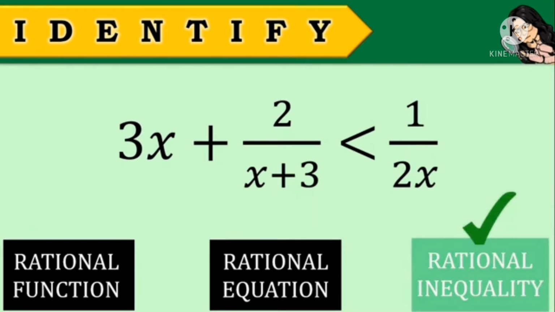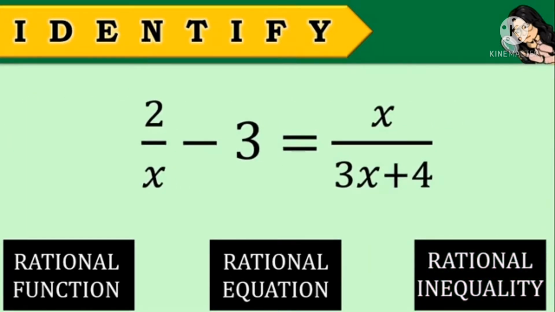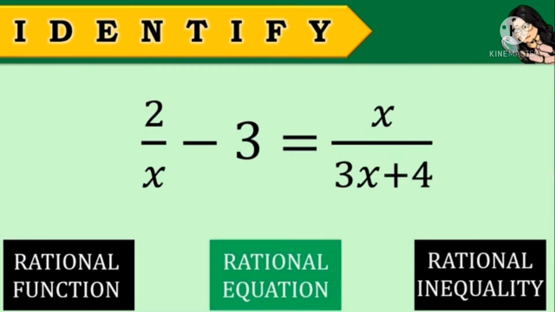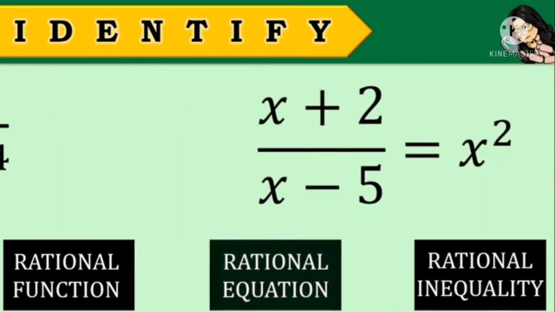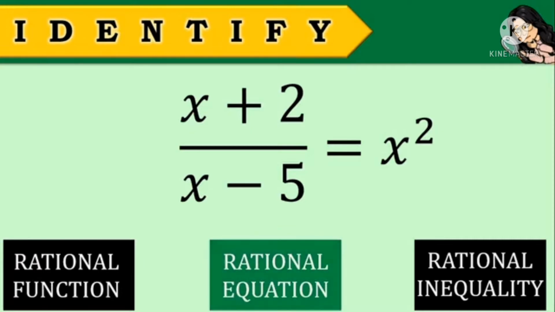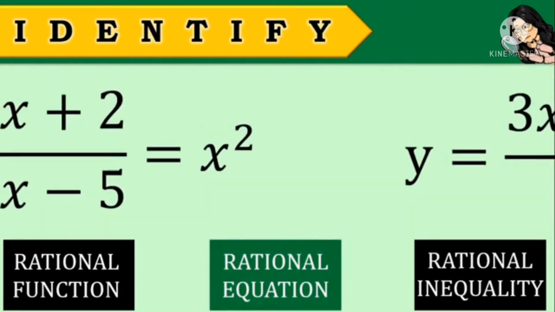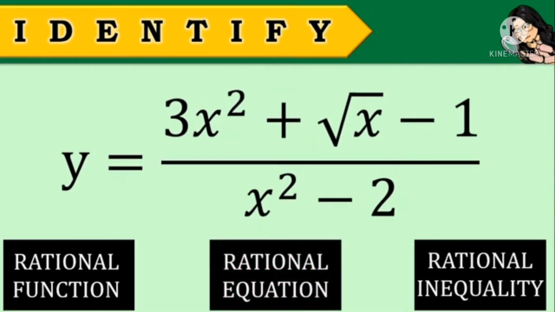Now it's obvious because of the presence of the inequality symbol less than. It involves rational expressions. How about this? Identify. And the answer is, that's an example of a rational equation. Let's continue. How about this? This is an example of a rational equation. Great job. Great. And this last example, identify.